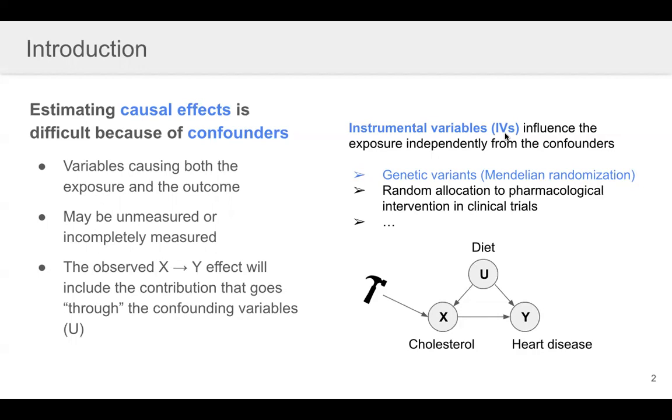To estimate causal effects, we can use a fourth variable, depicted by the hammer in this figure, that modulates the exposure independently from confounders. Random treatment allocation in a clinical trial or genetic variants are examples of instruments. When genetic variants are used as instrumental variables, we talk about Mendelian randomization.